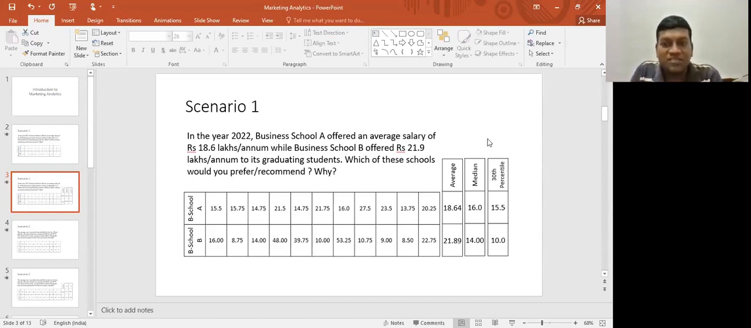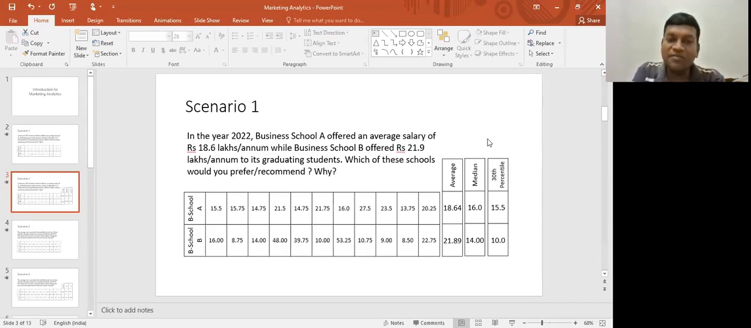Even in that situation, you notice that B school A, you actually take home 15.5 lakhs, and B school B, you take home only 10 lakhs, right? So three measures we've looked at. One is the average, next is the median, and the percentile scores. So on all these counts, I'm of the view that B school A is a better bet.